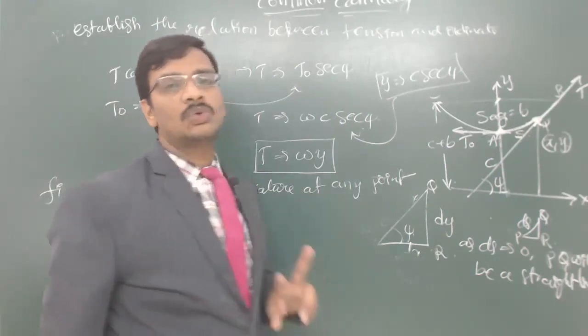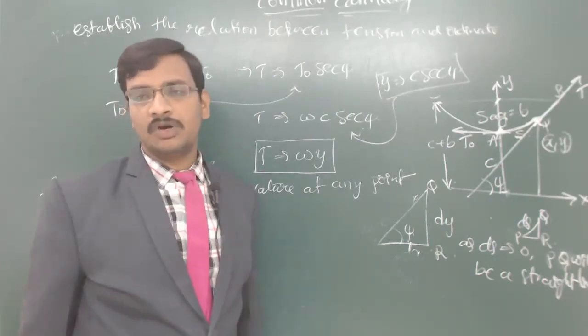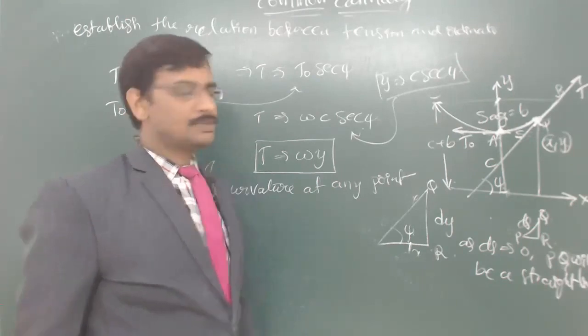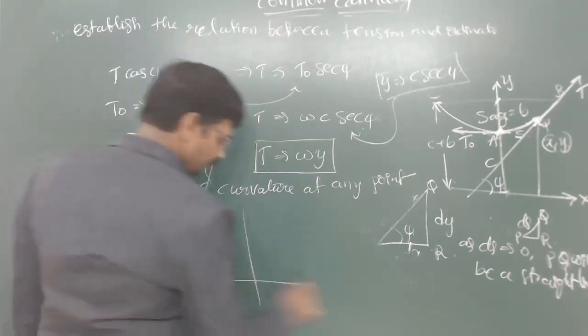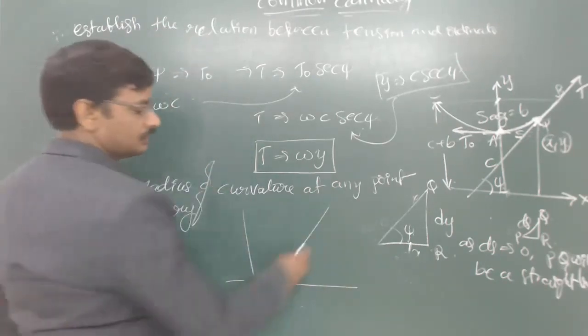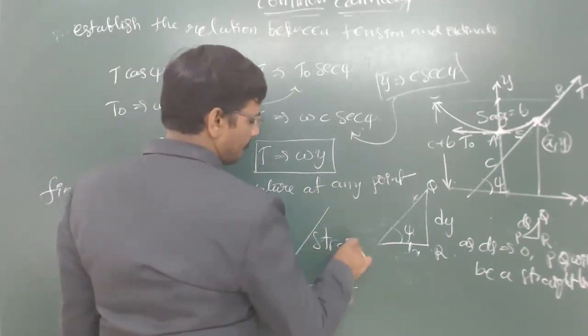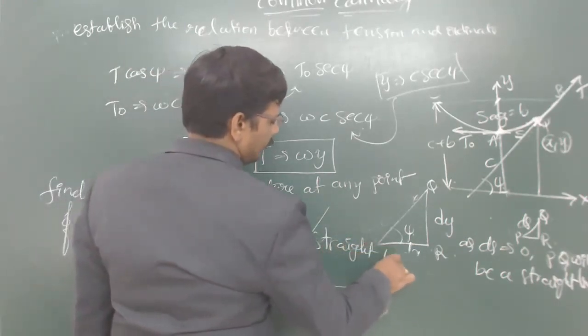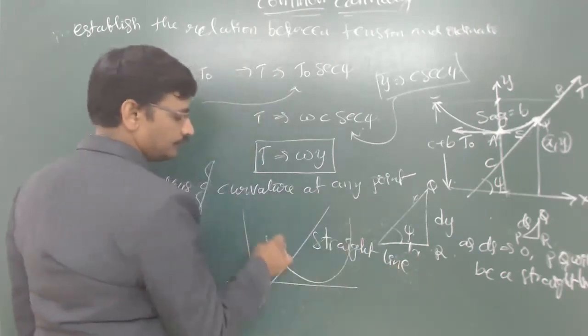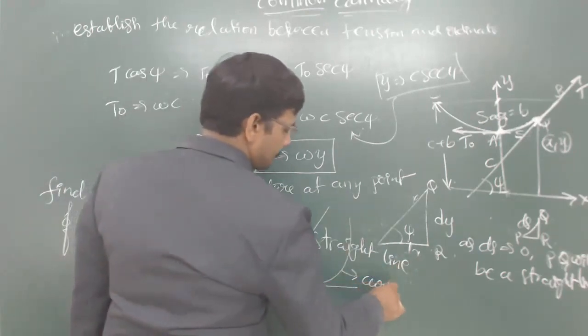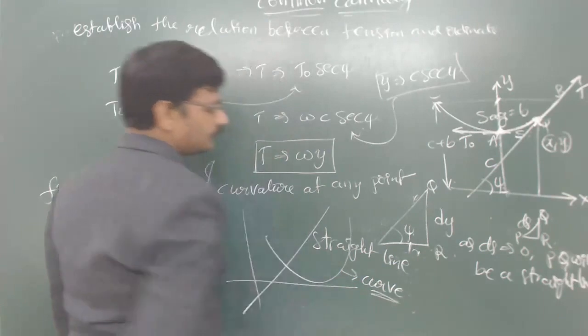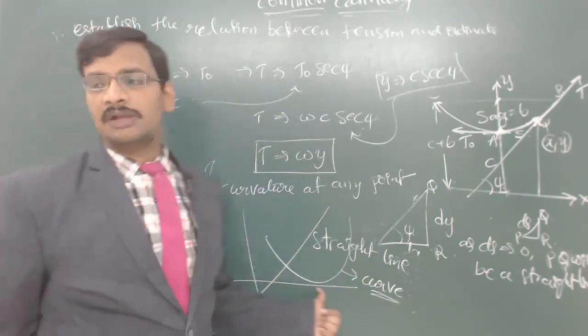So there are only two different kinds of graphs, or two different types of curves, you can draw. One is a straight line. So this is a straight line. And the other is a curve. So this is a curve. Only these two types of structures will be drawn on a 2D graph.